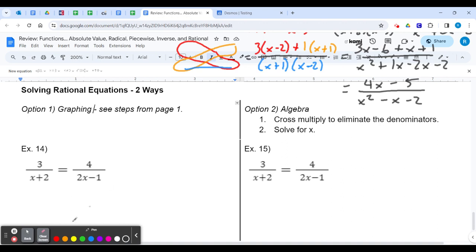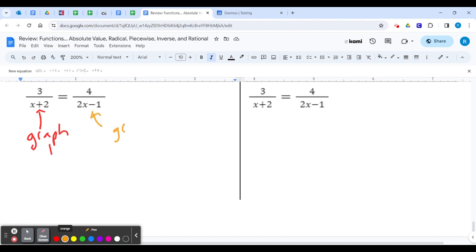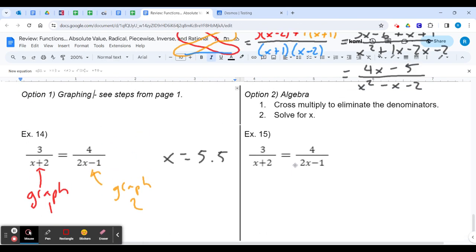So if I'm going to mark up my notes, I'm going to say, hey, this is graph 1 on the left, graph 1. This is graph 2 on the right, and we find that intersection at x value, and we get x equals 5.5. Now, if we want to solve this algebraically, the first thing we want to do is cross multiply to eliminate all of our denominators.